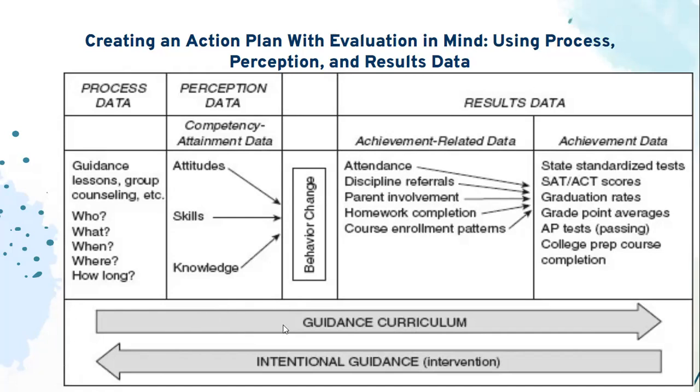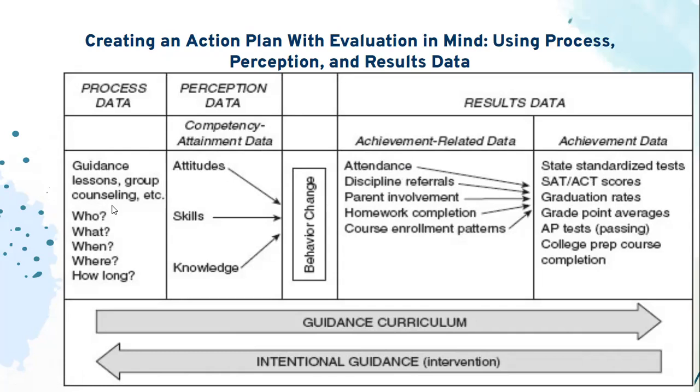And again, here in the bottom, we have the guidance curriculum. So the curriculum the school counselor will implement to then again attain achievement data for the targeted student population and close that gap. And then the intervention. So what intervention is being addressed? So for example, starting off here on the left-hand side with process data, that's the who, what, when, where, how long. Perception data, so that's changing the student's attitude, skills, and knowledge. And then having those attitude, skills, and knowledge impact one of these achievement related data and the achievement data.